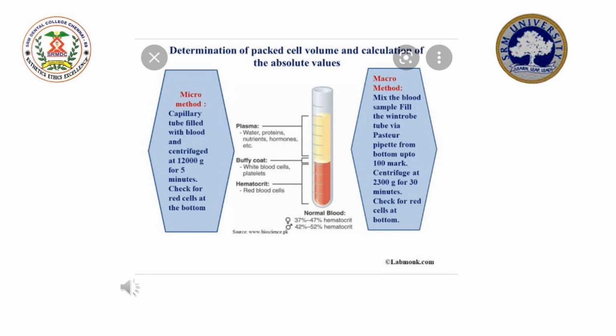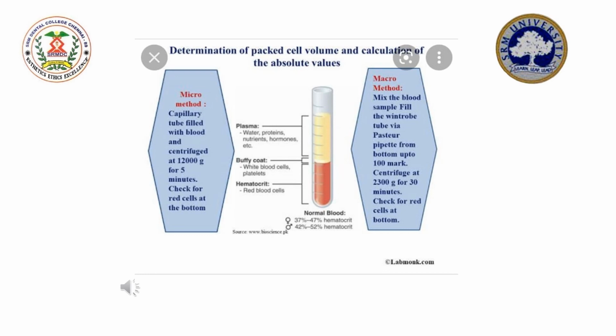Now, coming to the conditions associated with packed cell volume. The packed cell volume is generally seen to be increased in certain conditions, such as diseases like polycythemia. In polycythemia, the total RBC population is greater than 6 million cells per cubic millimeter, and clinically two types of polycythemia are recognized, polycythemia vera and polycythemia rubra.